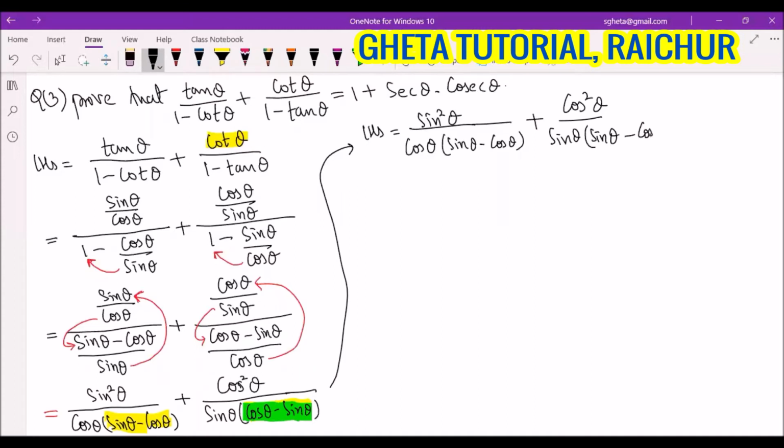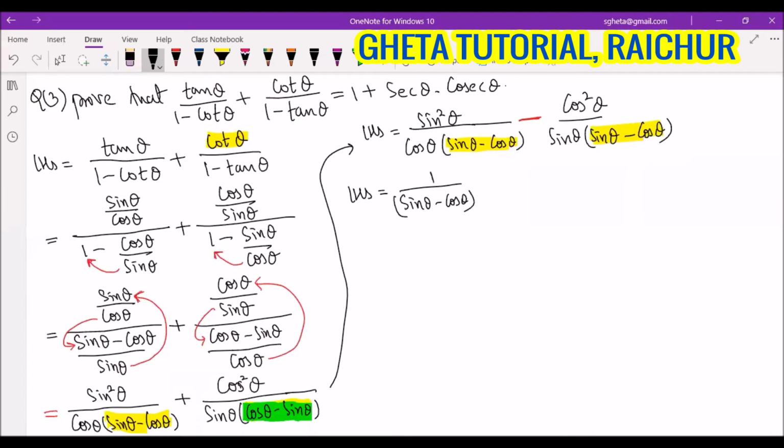But if you are writing sin theta minus cos theta, this sign you have to change. This plus sign will change into minus sign. So that is the only one step, very important in this. This step is very important. So now if you see here, both the numerator and both the denominator sin theta minus cos theta is the same now. So now I can take common the denominator. Here the common denominator is sin theta minus cos theta.